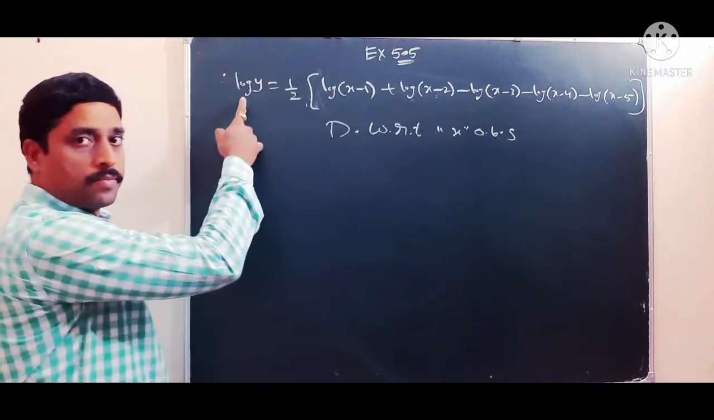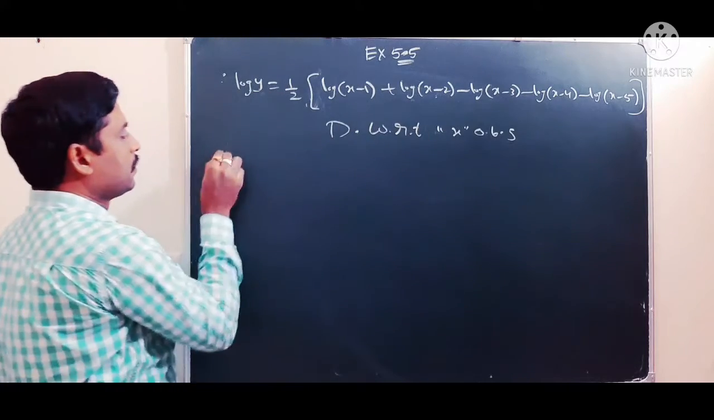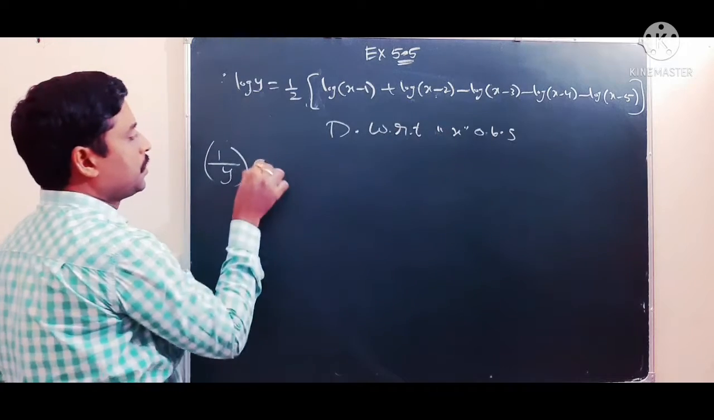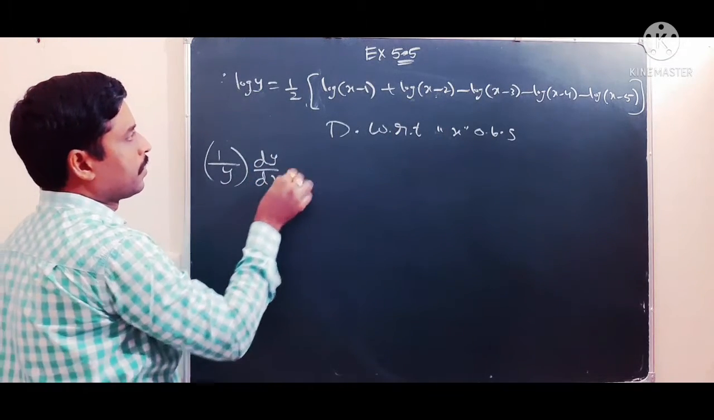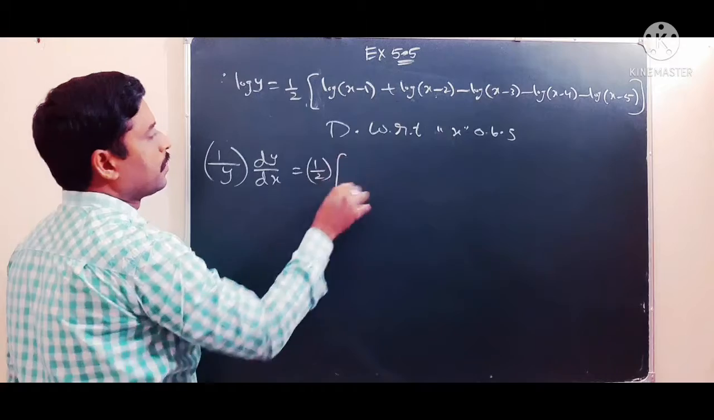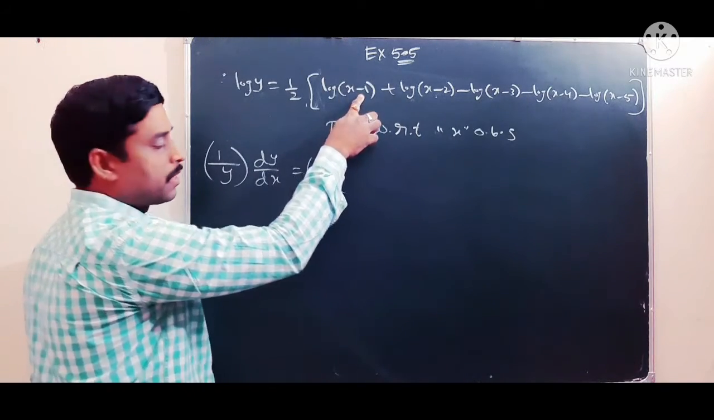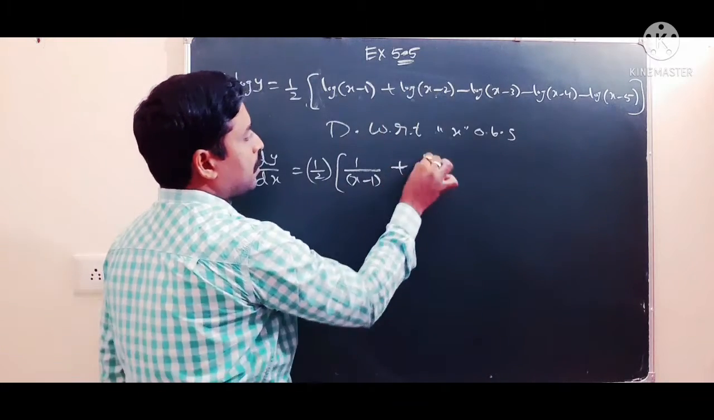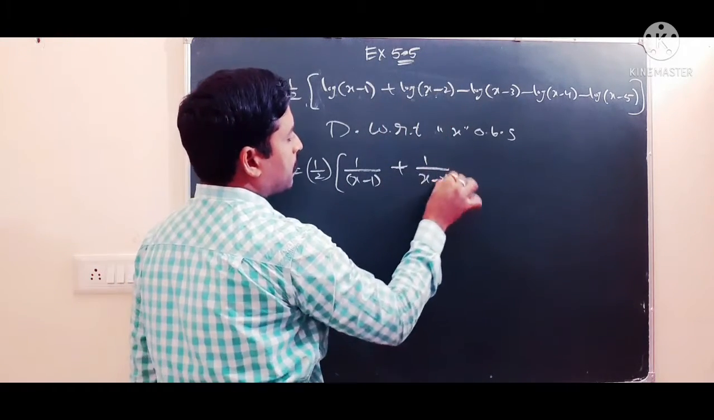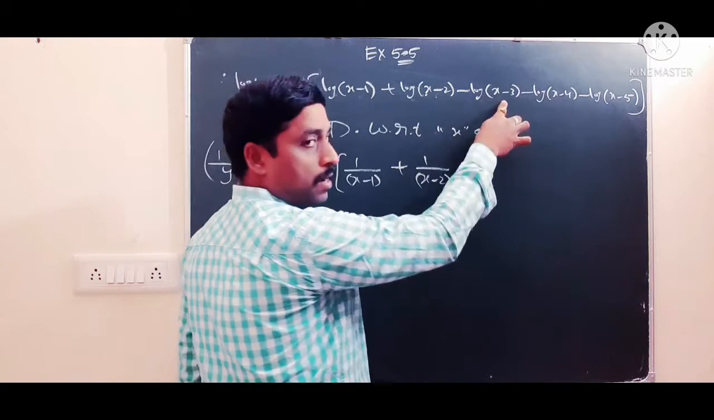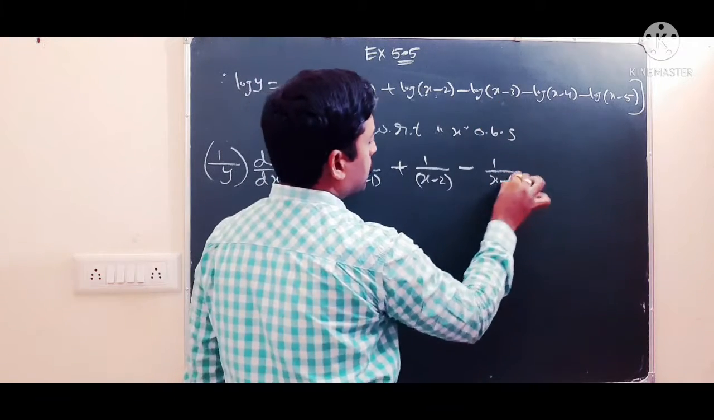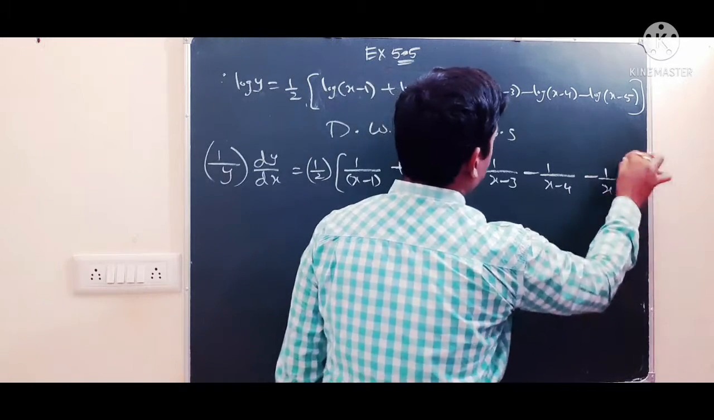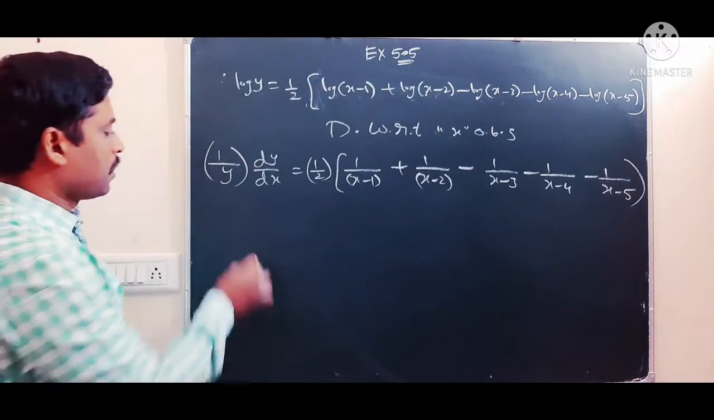So differentiation of log y with respect to x is 1 by y into dy by dx, equal to the differentiation of log x minus 1, we have 1 by x minus 1, log x minus 2 differentiation 1 by x minus 2, log of x minus 3, 1 by x minus 3, 1 by x minus 4, 1 by x minus 5. Okay, so let us do cross product.